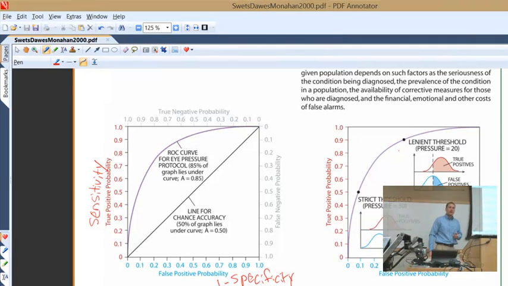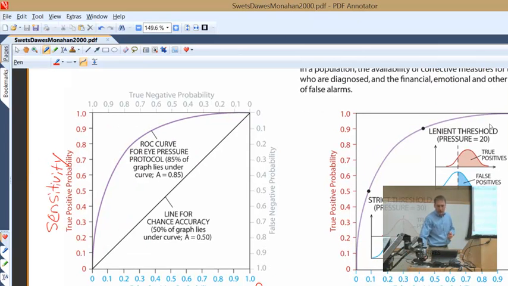So on my website, hopefully you have downloaded this already, there is a link to a paper from Scientific American that talked about these receiver operating characteristic curves. This paper came out in 2000. If you're not familiar with Scientific American, it's a nice little magazine that talks about science, written at a level so that even if you're not an expert in a particular area, you can understand what the article is talking about. And so I strongly recommend that you read the article.